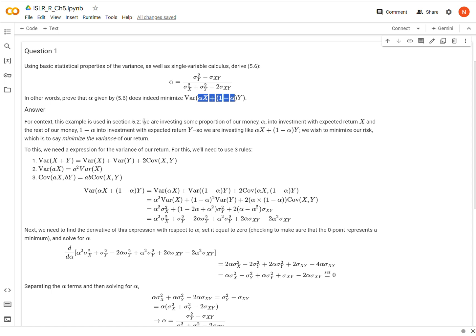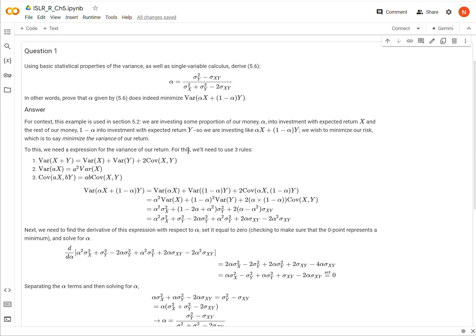So the idea that's presented in the book is that we're going to invest some proportion of our money, and we'll call that proportion alpha, into an investment that has an expected return of x. The rest of our money, 1 minus alpha, will go into an investment with an expected return of y. So our expected return is given here. And we want to minimize the risk of our investment. In other words, we want to minimize the variance of our return. We want to minimize the variance of this expression right here. So that's what we're going to do.